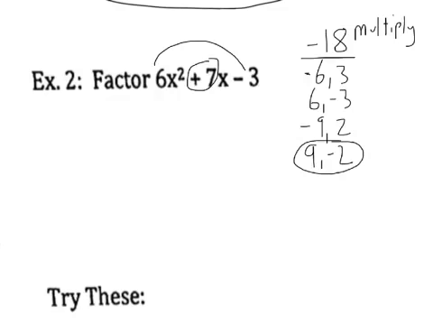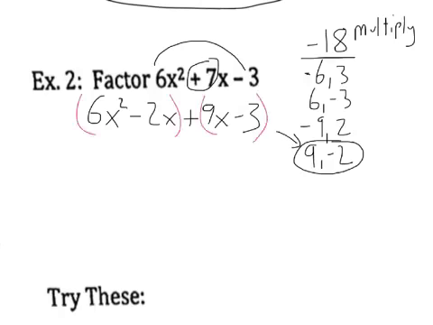Okay. Next step, rewrite the polynomial. 6x squared. But instead of the 7x, I'm going to split it up into these numbers I found. So I'm going to put minus 2x plus 9x. And then bring the minus 3 on the end. So the only thing I change is that 7x becomes those two numbers I circled. Now I have 4 terms, so now I can group. So group 1, group 2.